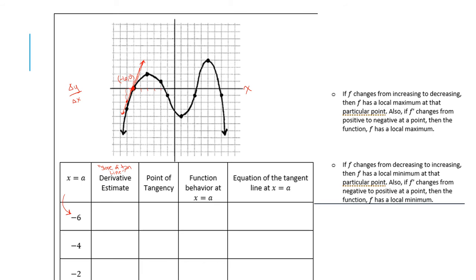It looks like I'm moving 2 up and 1 to the right. Again, this is just an estimate, so I'm going to say the slope is 2. My point of tangency will be the point that my tangent line is intersecting my graph. So in this case, it is -6, 0.